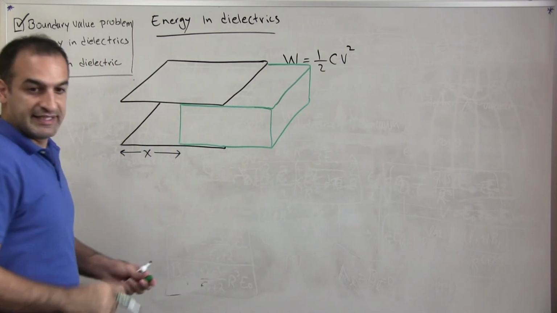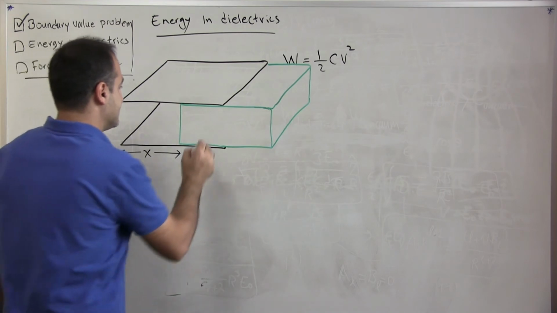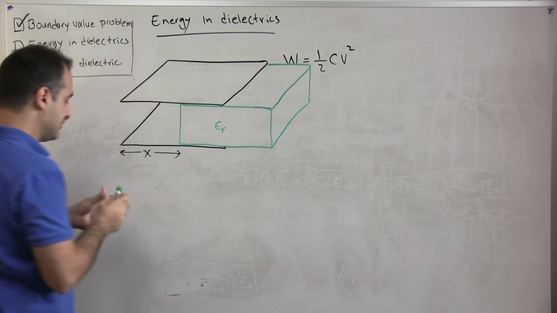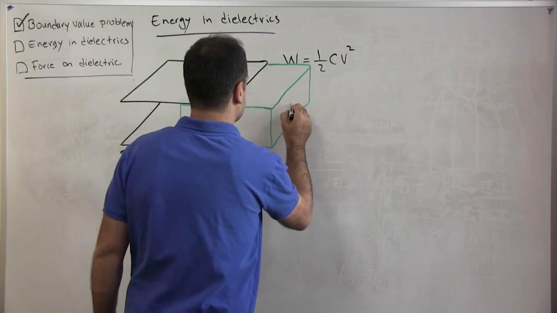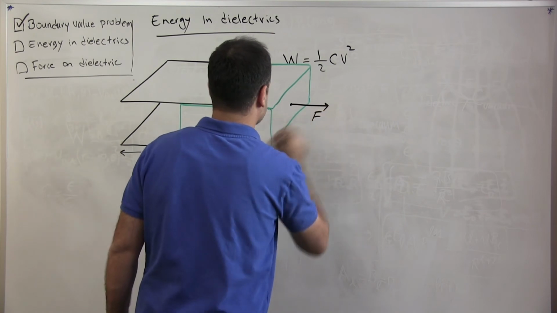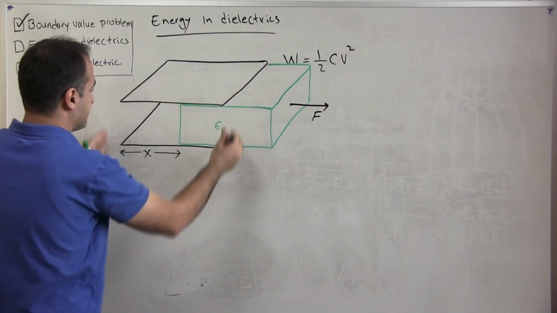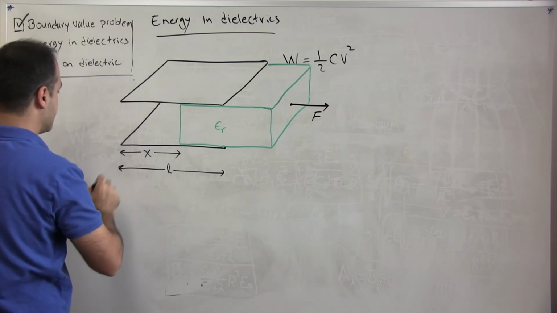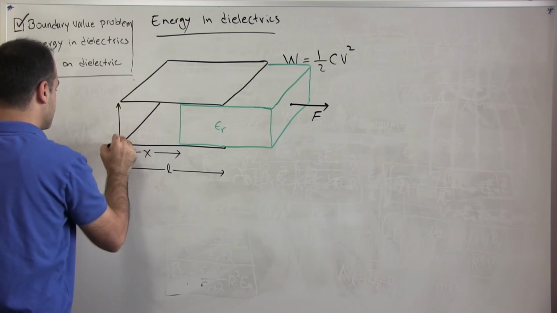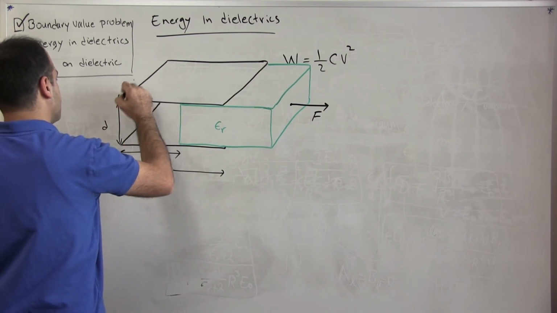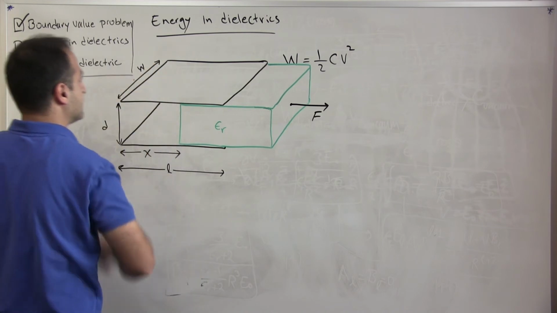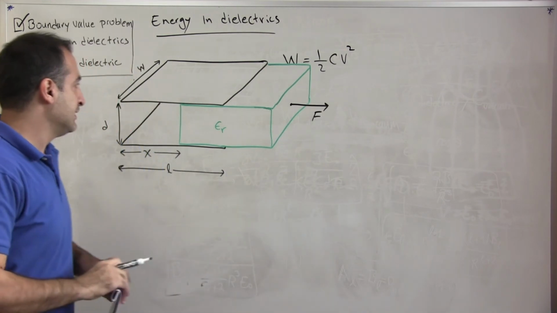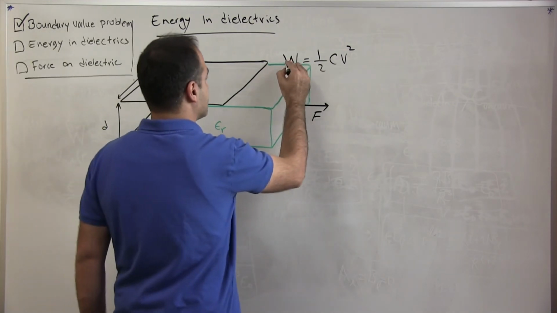Okay, so imagine the green cube is a dielectric. What we are doing is pulling this dielectric out with the force F. Imagine we have a capacitor with the dimensions of length being L, the distance here being D, and the width here being W. So we have this capacitor, and this is the energy stored in the capacitor.